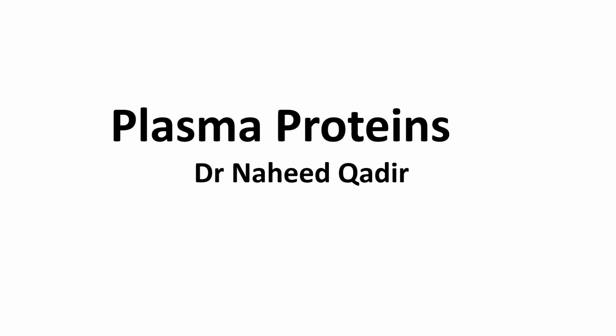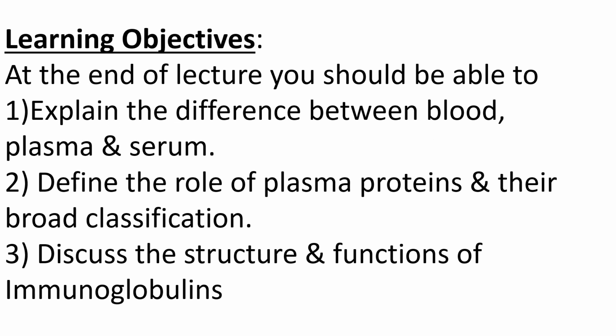proteins. Plasma proteins are the most abundant molecules present in the circulation, and their normal concentration is from 6 to 8 grams per deciliter. The only component of the blood which is in the concentration of grams per deciliter.